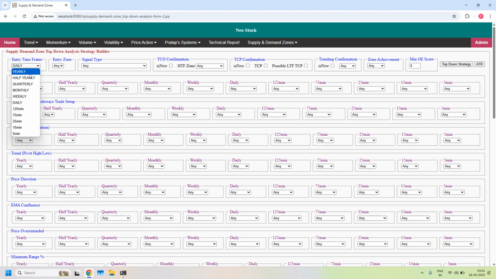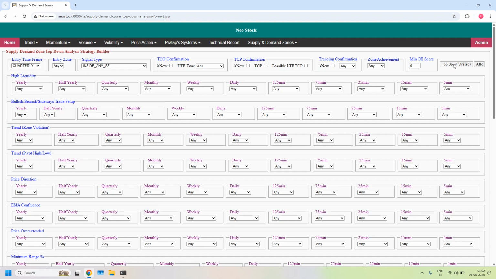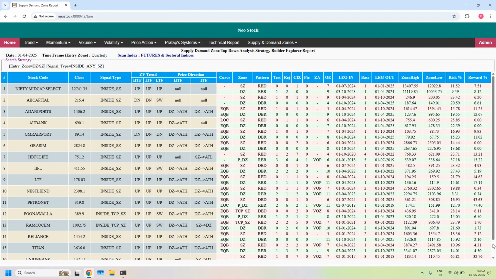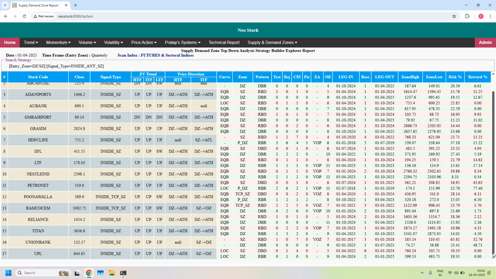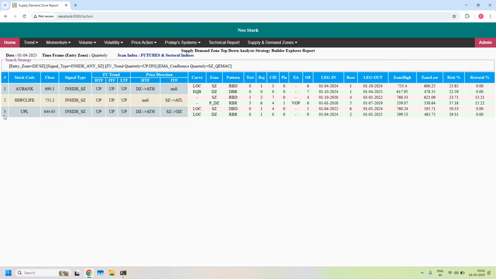Next, quarterly time frame. Price closed inside quarterly supply zone. First 15 stocks in the list. Scrolling the list down. Total 17 stocks. Let's further filter with EMA Confluence. At quarterly supply zone having quarterly EMA, and also the trend on the quarterly should not be sideways. It can be up or down. We got 3 stocks.